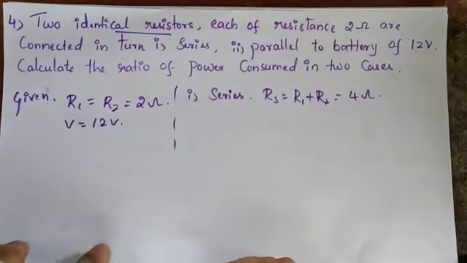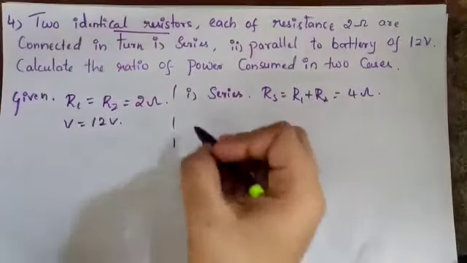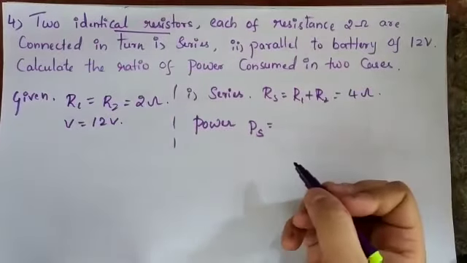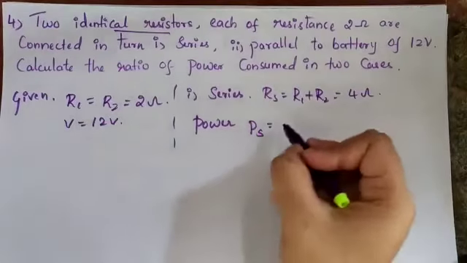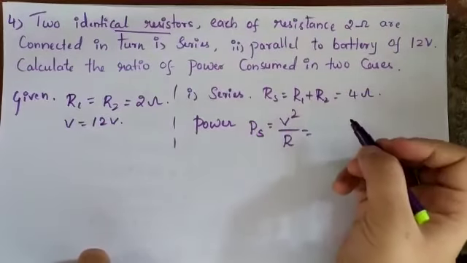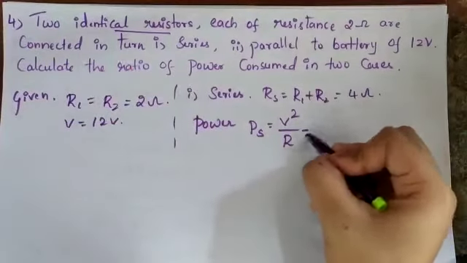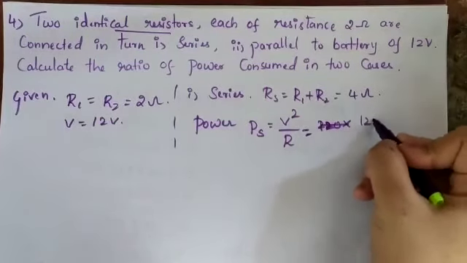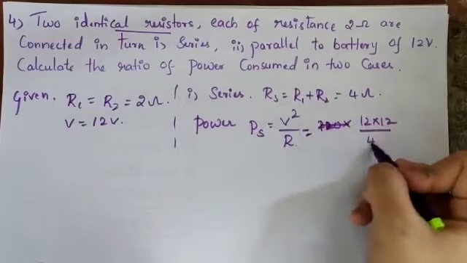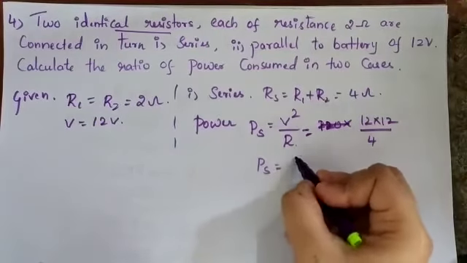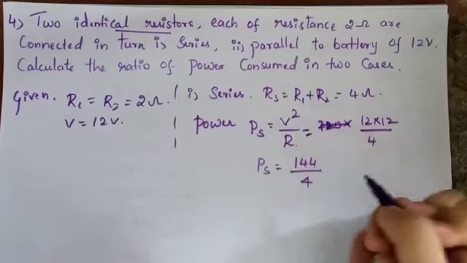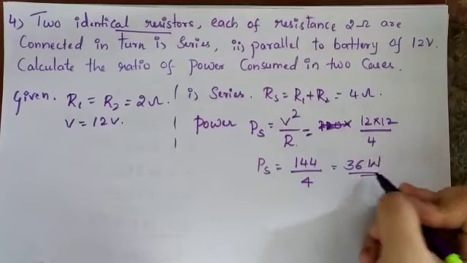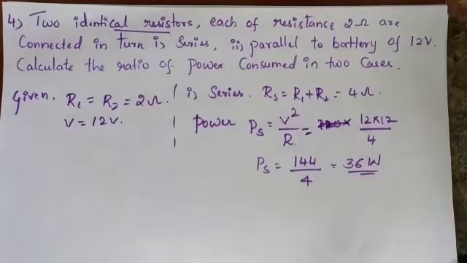Now the power consumed in series. I'll write PS for series. You know the power formula: it is V square divided by R. Same formula I'm using. So V square is 12 into 12 divided by the R value, 4 ohm. So PS is equal to 144 divided by 4, which is 36. So I'll get 36 watt for the power in the case of series.